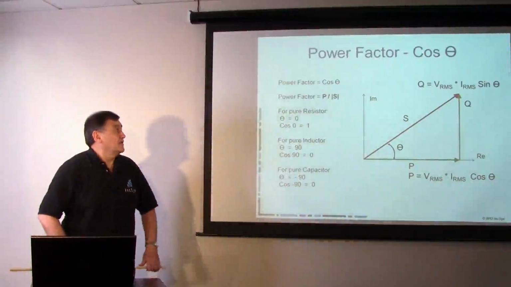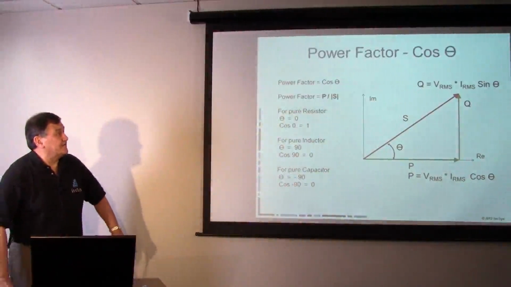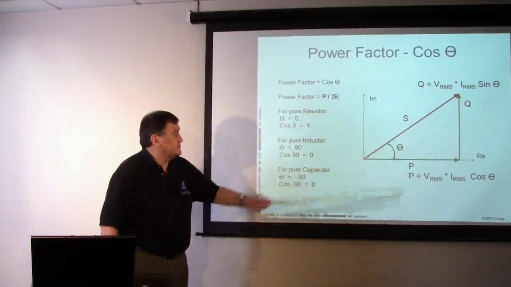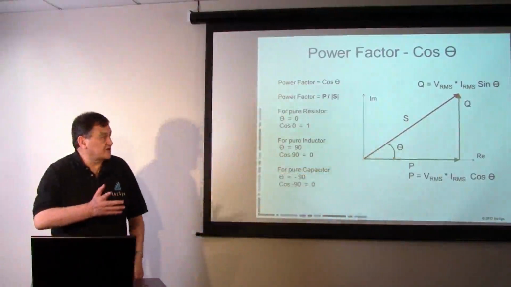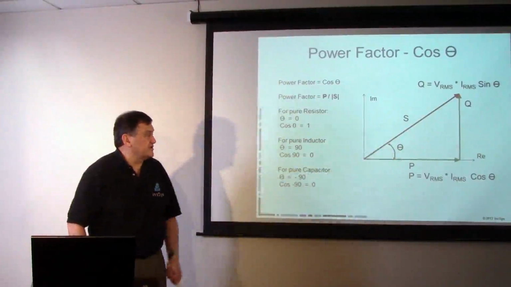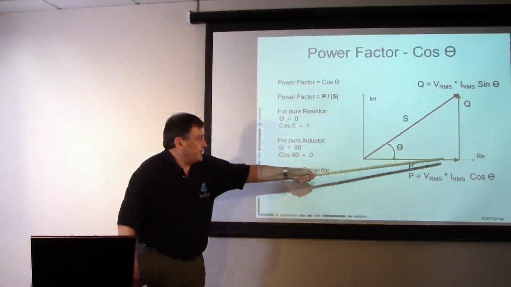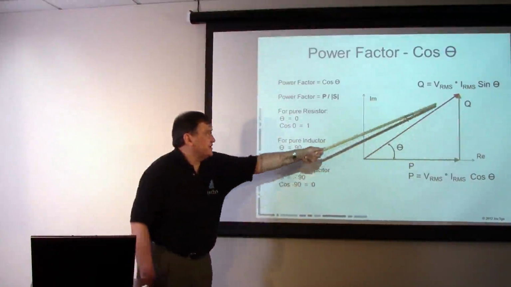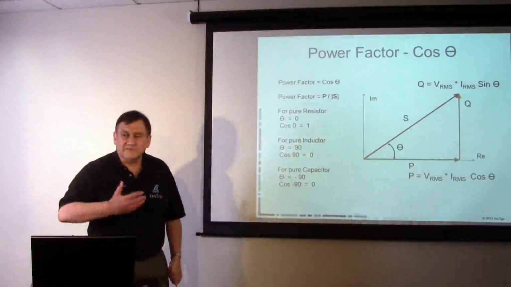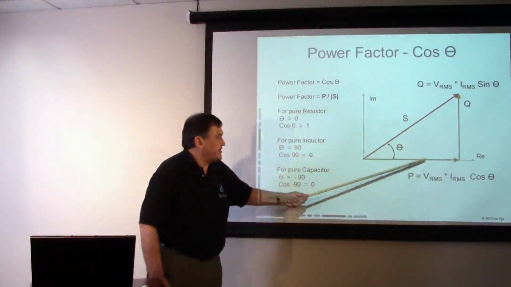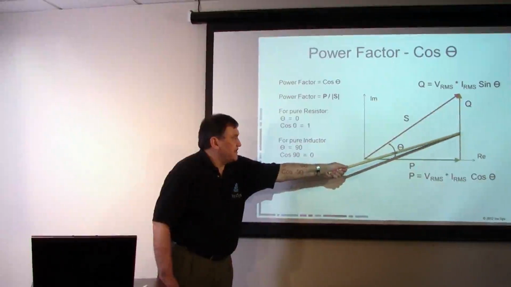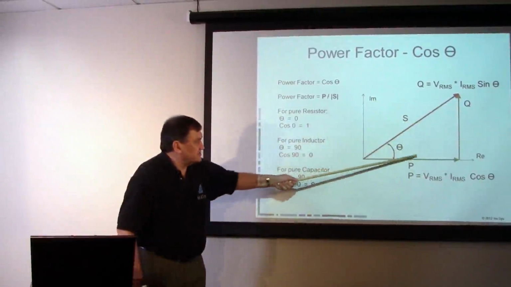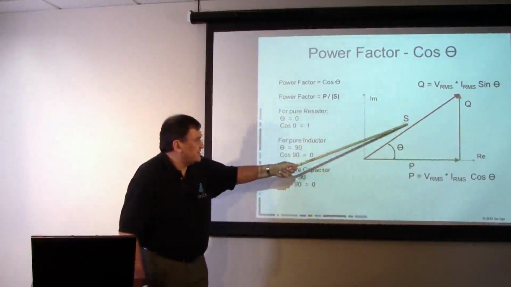Now, what we like to do is define a power factor, which is basically the cosine of that angle theta. The cosine of that angle theta is the length of the vector P divided by the length of the vector S. Basic trigonometry: the sine of an angle is the opposite vector divided by the hypotenuse, and the cosine is the adjacent vector divided by the hypotenuse.